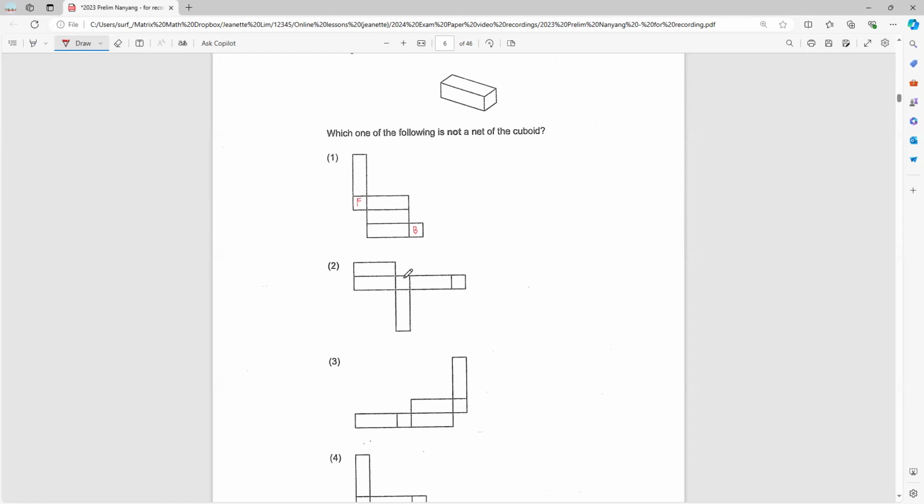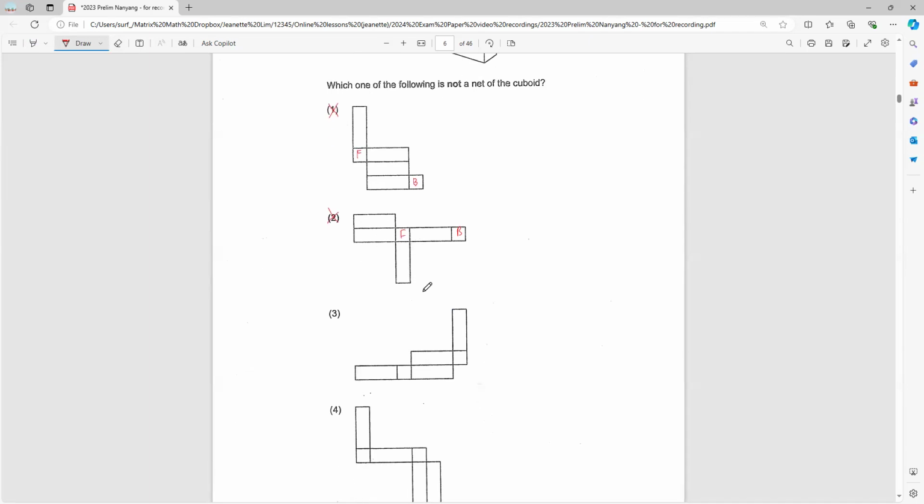How about 2? In 2, you have the front and the back. If you fold all of these down, it will actually touch each of the sides of the front. Okay, so this one will also give you a net of a cuboid. So if it's a net of a cuboid, you eliminate.